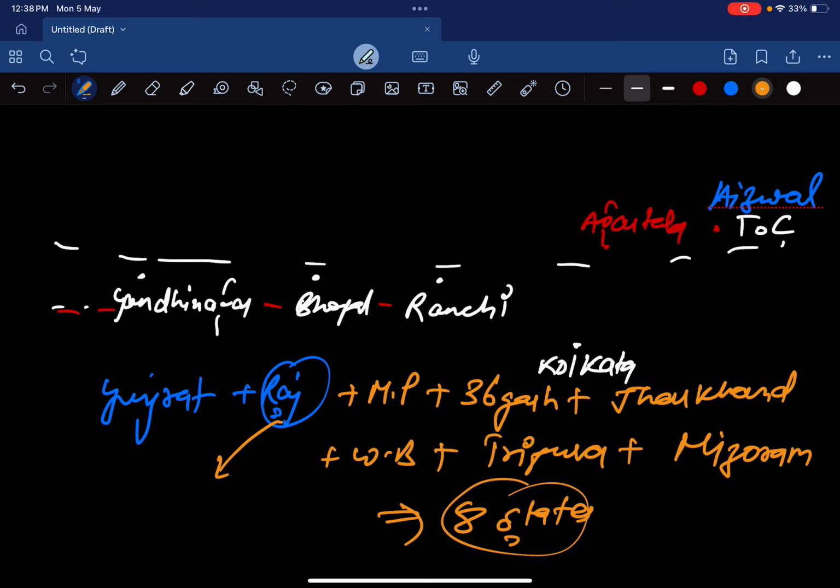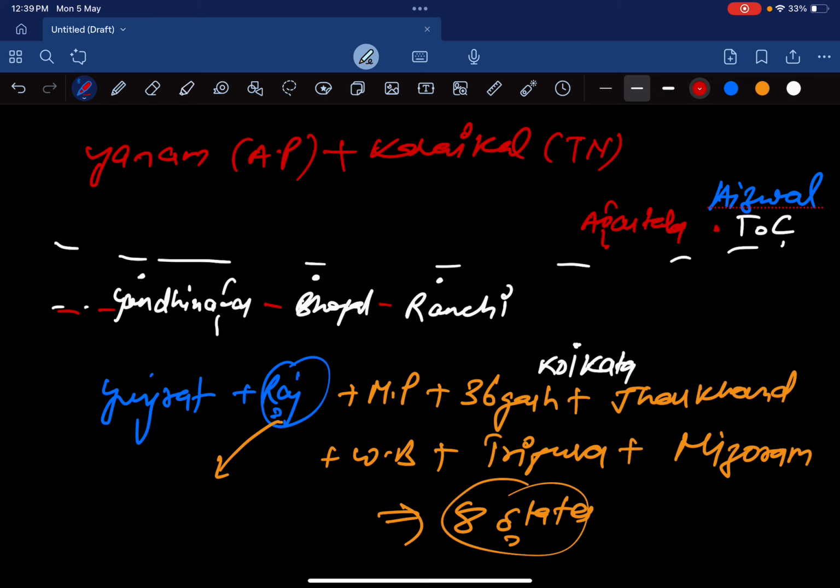And there are few more things इसी से related हैं. If you look at the map regarding Puducherry, so Puducherry is under, पुडुचेरी के 3 स्टेट्स के अंडर आती है. वन इज यानम ऑफ आंध्र प्रदेश प्लस कराईकाल ऑफ तमिलनाडु प्लस माहे ऑफ केरल, राइट?